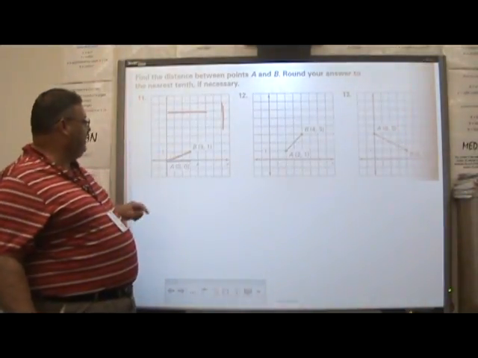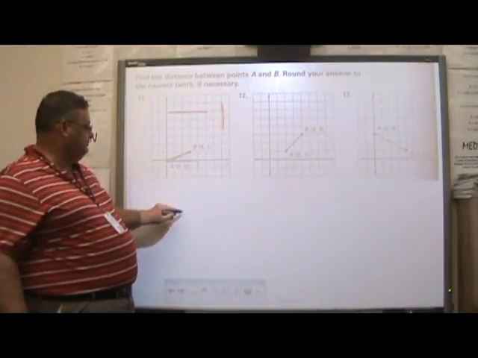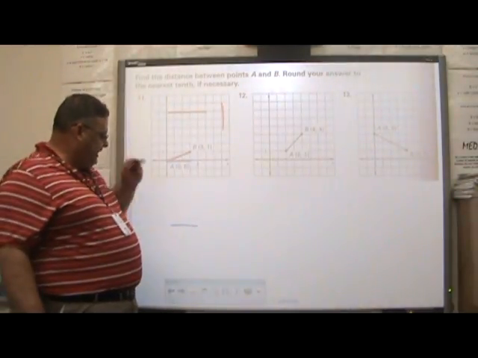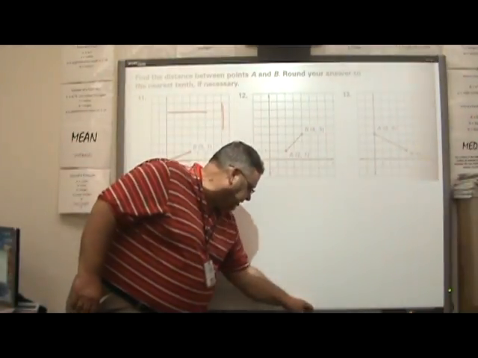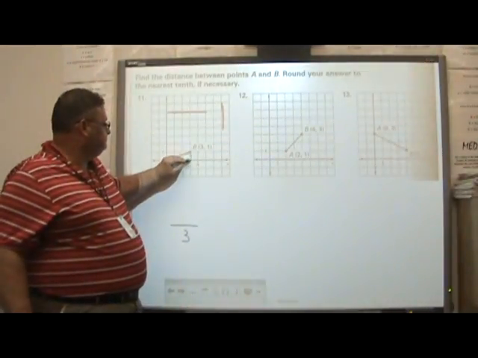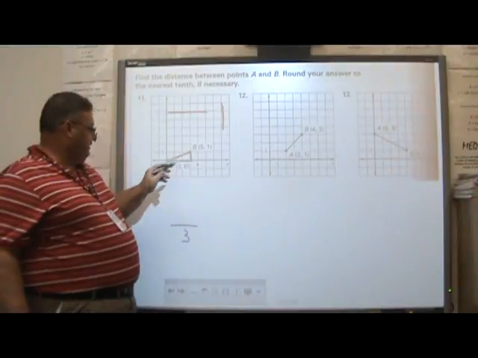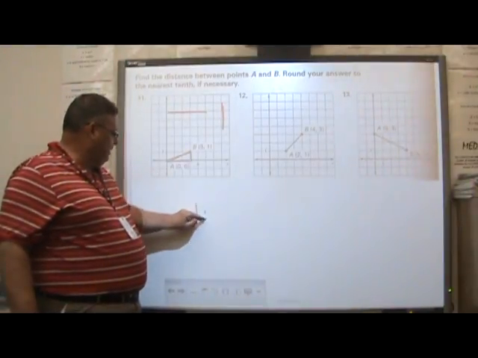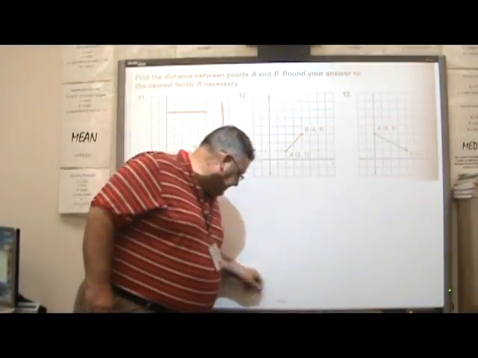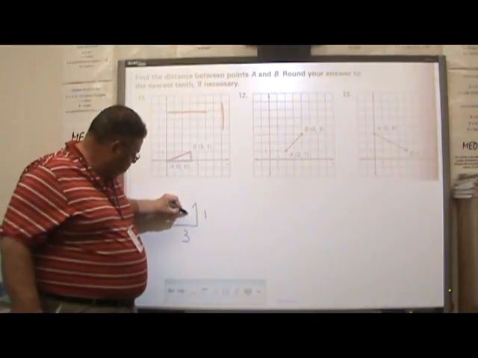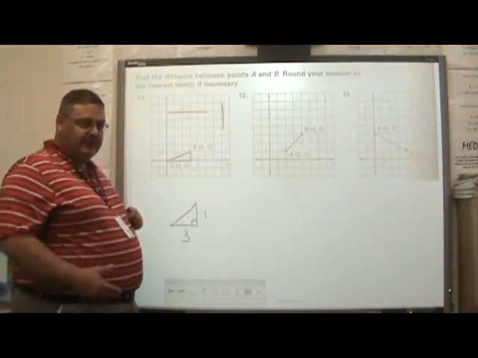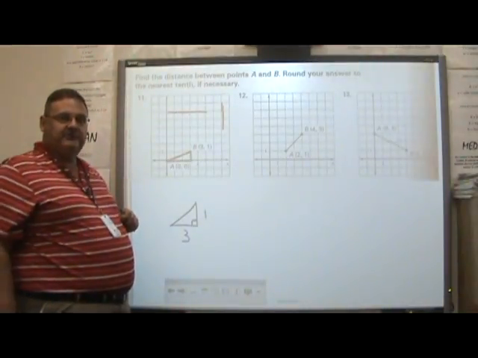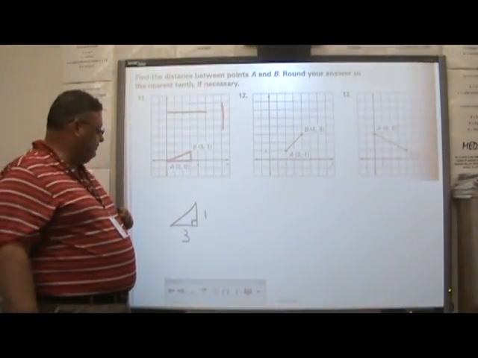So, I am going left and right. How far left and right did I go? 1, 2, 3. So I went left and right 3. And how far up and down did I go? 1. So I went 1 up and down. And wouldn't it be nice to know that distance? Well, look at what we just created. We just created a right triangle, so we can use Pythagorean's theorem.